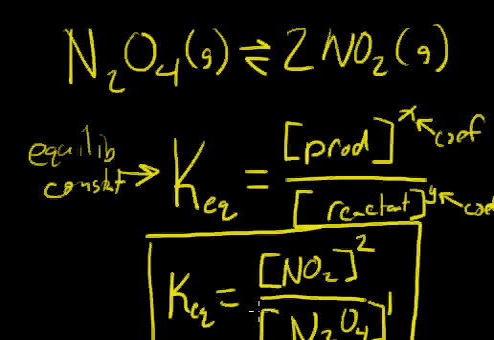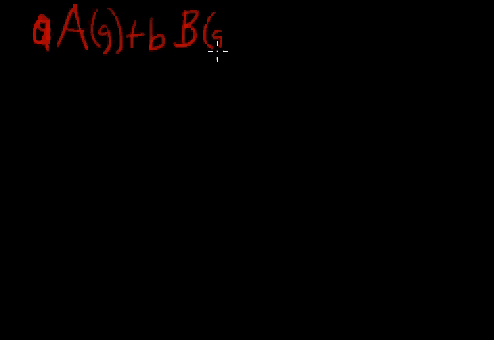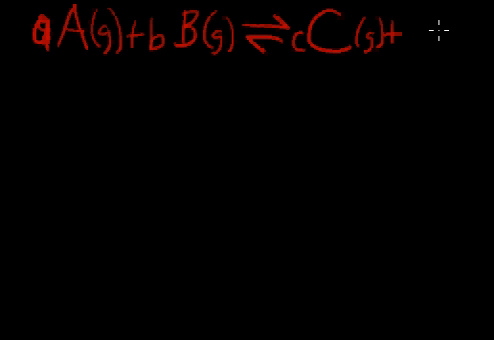So let's erase the screen and see what happens. Let's say that I have a reaction where we have substance A, and its coefficient is a lowercase a, and this substance is a gas. And it reacts with substance B, and it has a coefficient of lowercase b, and it's a gas. And it produces substance C, and its coefficient is lowercase c, and it's a gas. And it also produces substance D with a coefficient of lowercase d, and it's a gas.